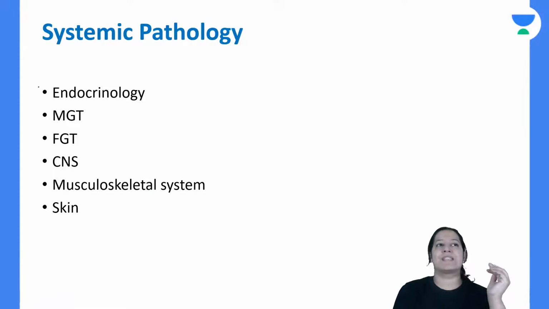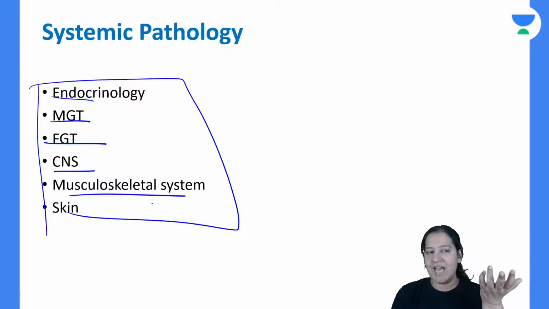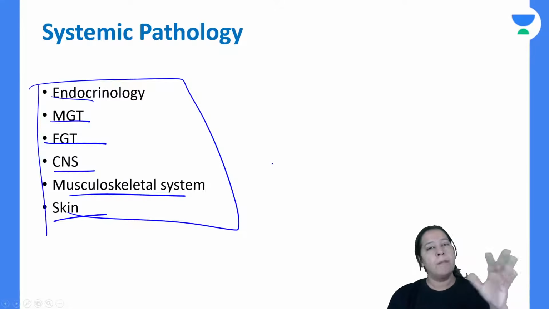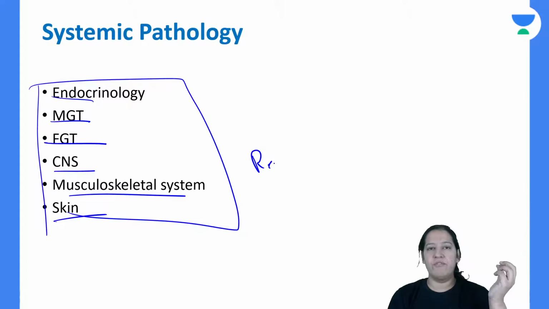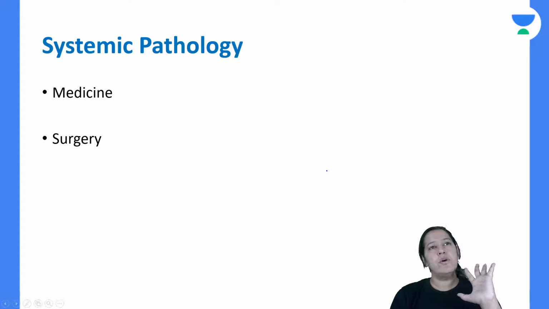Rest of these 6 systems, that is endocrinology, male genital system, female genital system, CNS, musculoskeletal system and skin. These 6 systems, if you want to excel, you can read it from Robbins, of course. But if Robbins is too much for you and you're not getting the time, then you can read it from some other review book also. It's okay. So that is the thing.